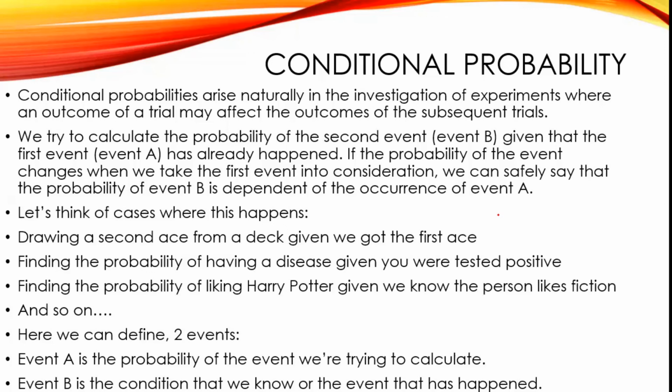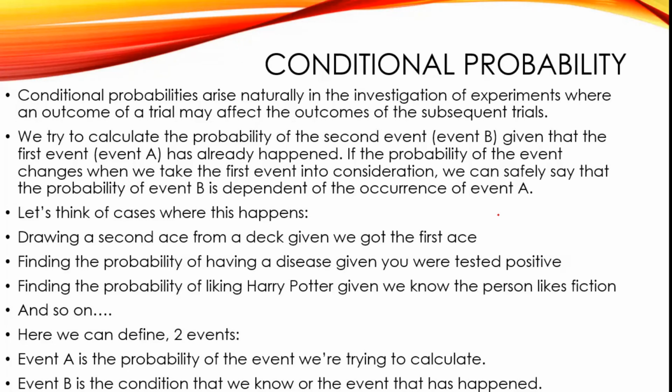Let's think of cases where this happens. Drawing a second ace from a deck given we got the first ace. Finding the probability of having a disease given you tested positive. Finding the probability of liking Harry Potter given you know a person likes fiction, and so on. You can define two events. Event A is the event whose probability you are trying to calculate. Event B is the condition that you know, the event that has already happened.